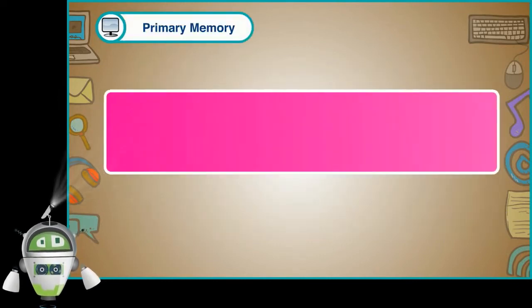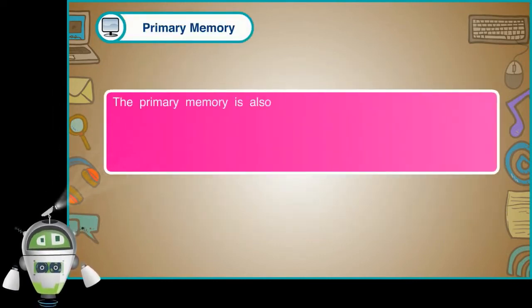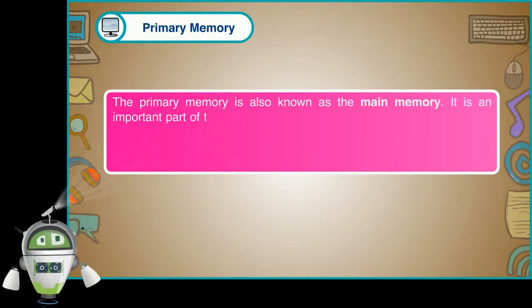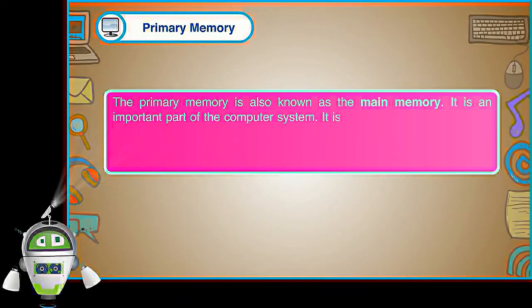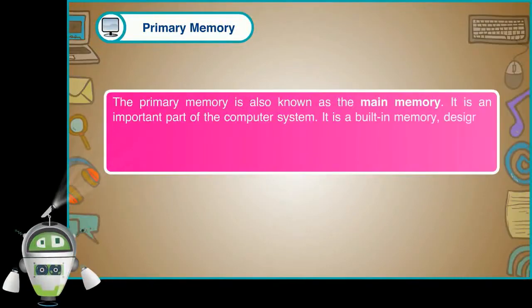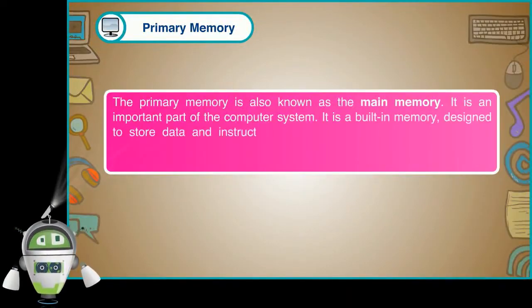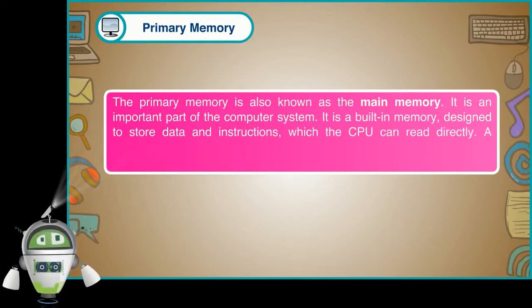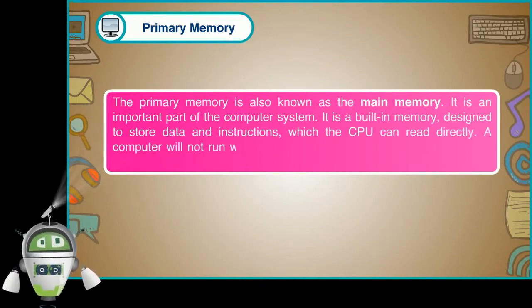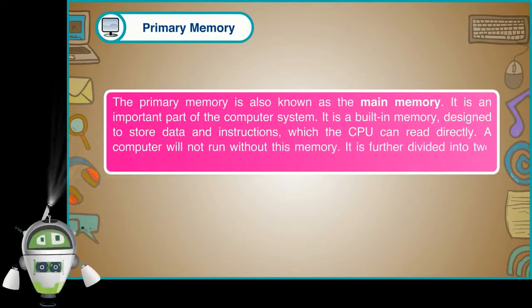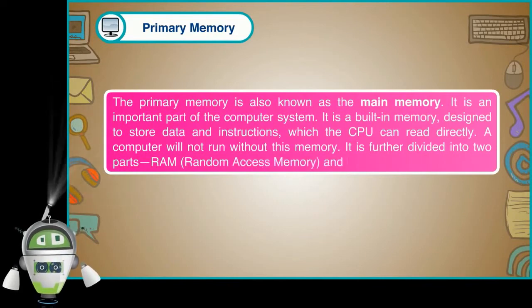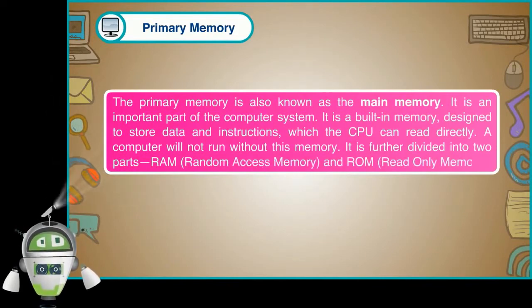Primary memory. The primary memory is also known as the main memory. It is an important part of the computer system. It is a built-in memory designed to store data and instructions which the CPU can read directly. A computer will not run without this memory. It is further divided into two parts, RAM, random access memory, and ROM, read-only memory.